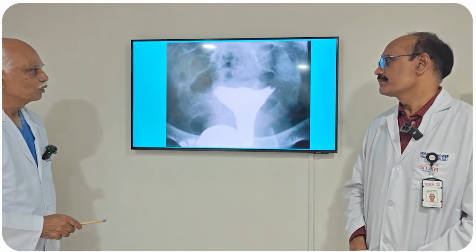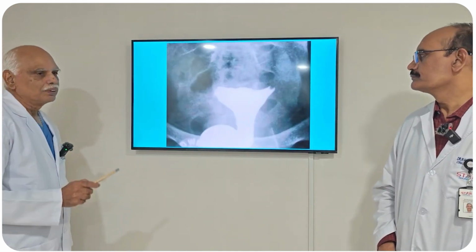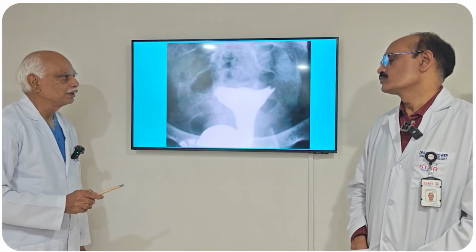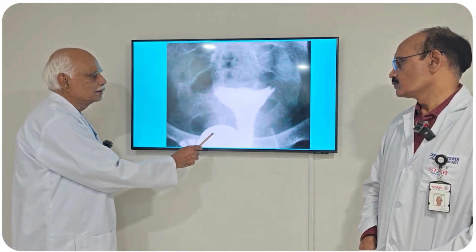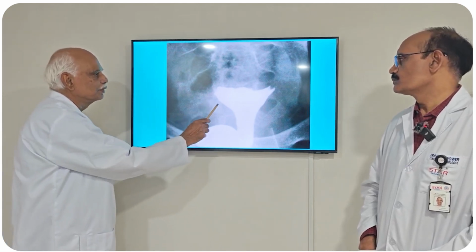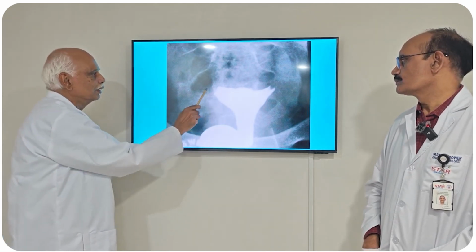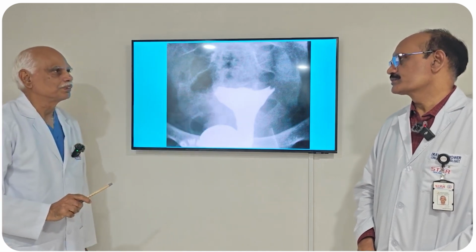Next. Now we can see how the patient comes with infertility. This HSG is done, and we can see this is a normal uterus. You are not seeing any tubes.